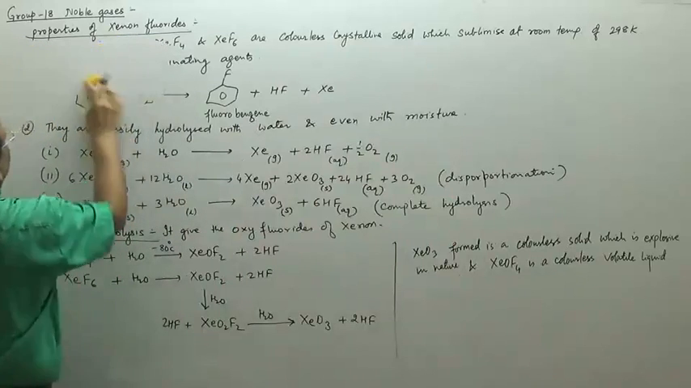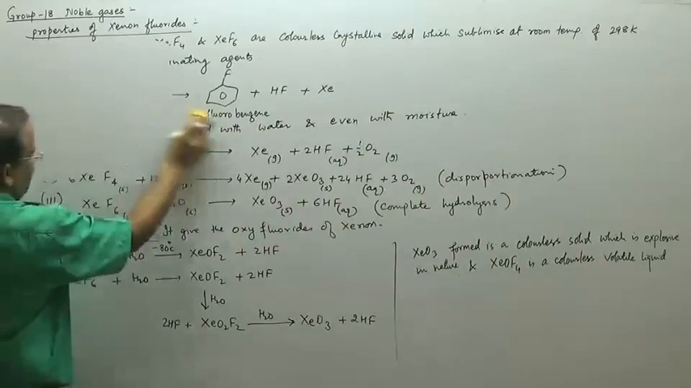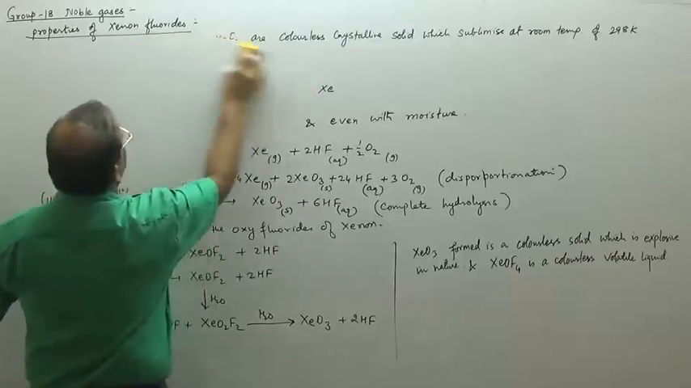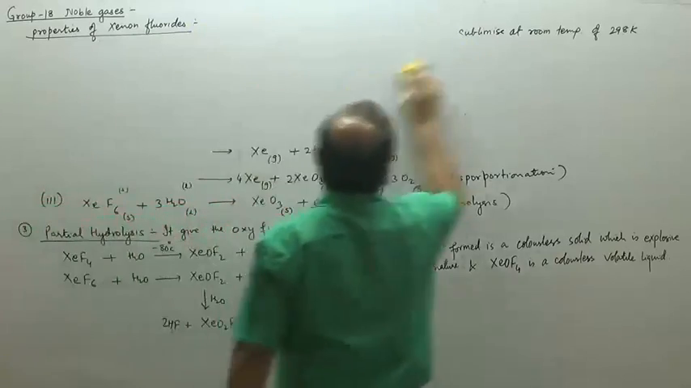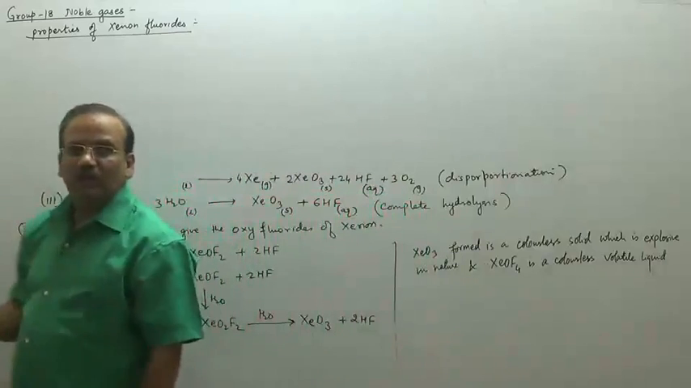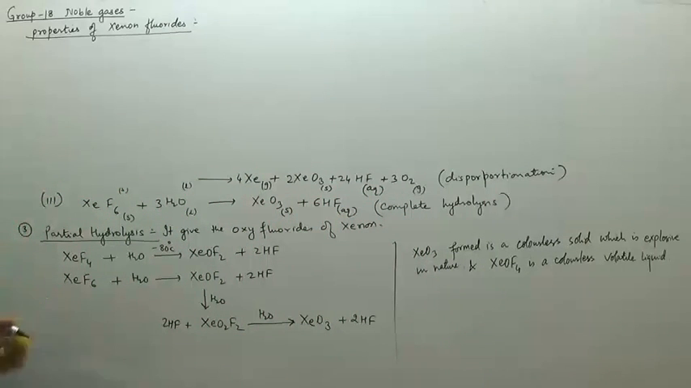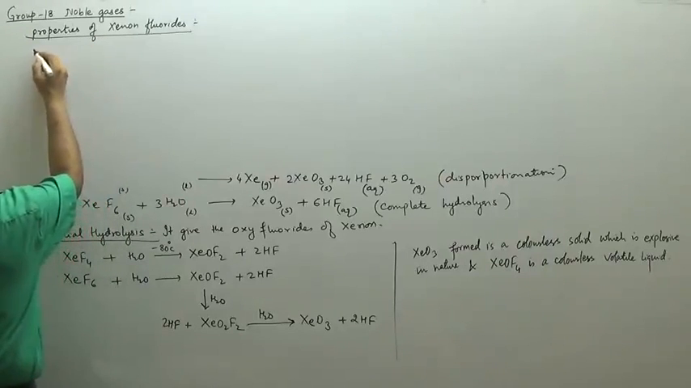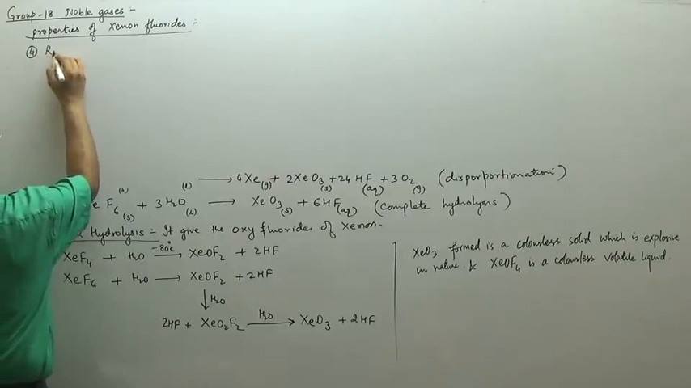Next we can write the reaction with hydrogen. All react with hydrogen to form xenon and hydrogen fluorides. So we can write that the reaction with hydrogen is as follows.